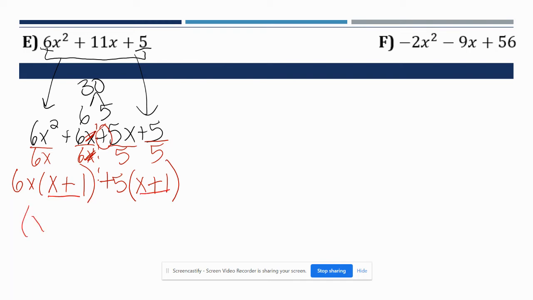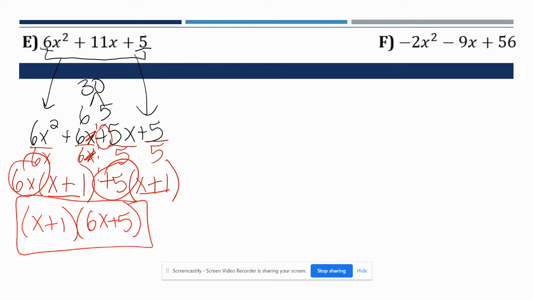X plus 1 is common. That's our new common term in one of our factors. We pulled out 6x plus 5. 6x plus 5 is our other factor. And that is factored form.